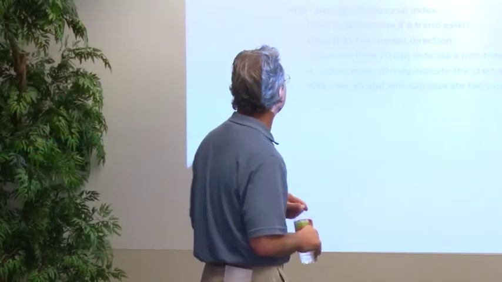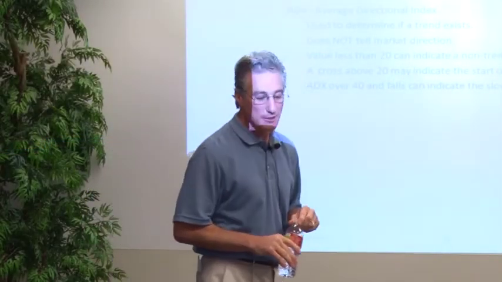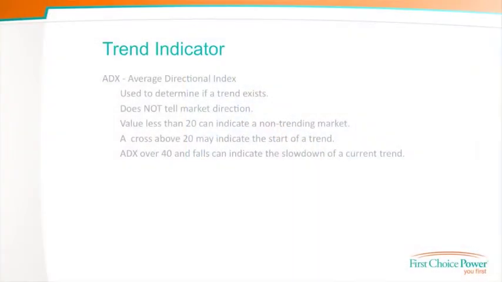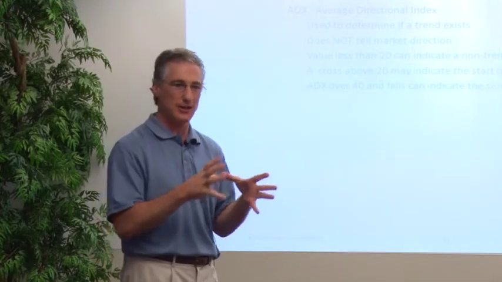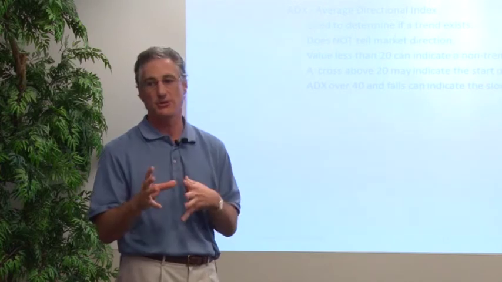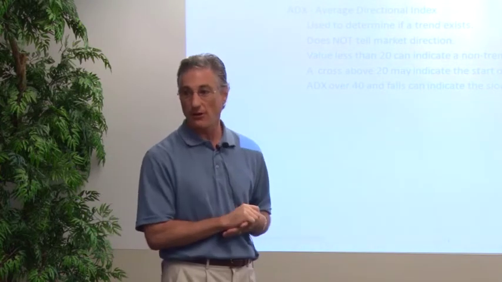Last but not least in our list of indicators for the day is things that tell you about trends. The ADX is an indicator that tells you whether or not a market's trending. It does not tell you anything about the direction of the trend. It only tells you whether the market has a propensity to be in a trend, versus the trend coming to an end, or it's not in a trend at all.